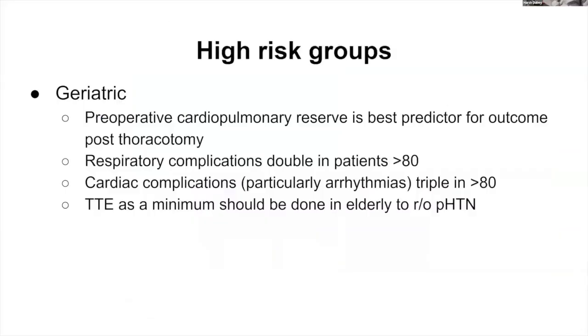In terms of high-risk groups, elderly patients are at high risk of complications. Respiratory complications double and cardiac complications triple in patients over 80. And Slinger, as we've already heard from one of the experts, recommends that a transthoracic echo as a minimum should be done in these elderly patients to rule out pulmonary hypertension.